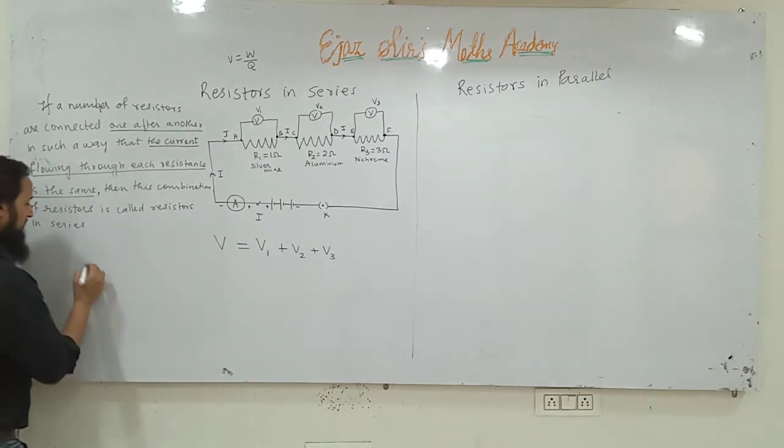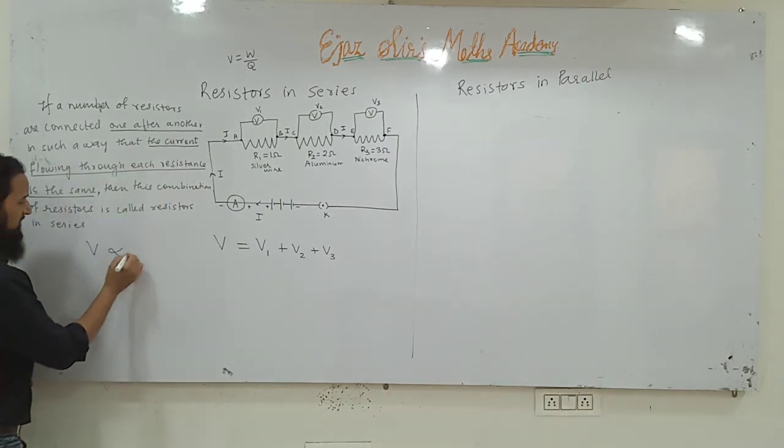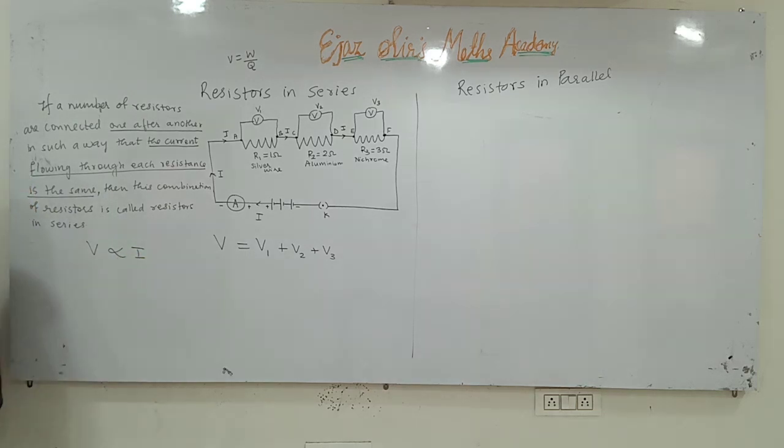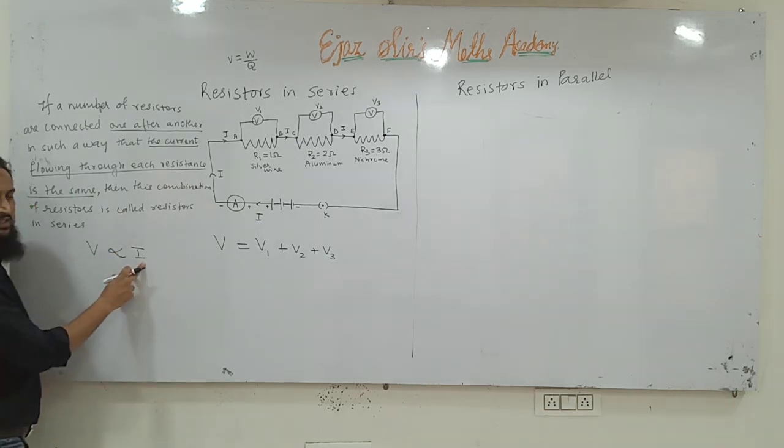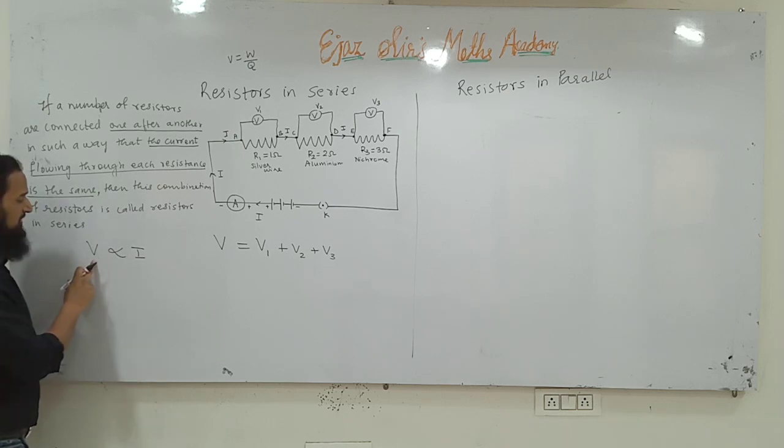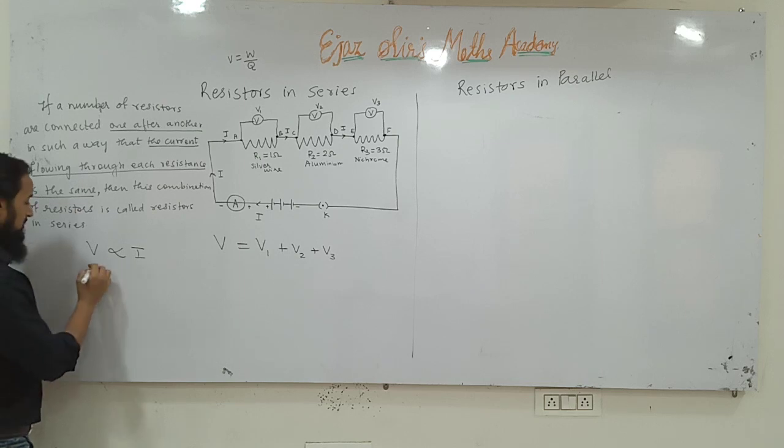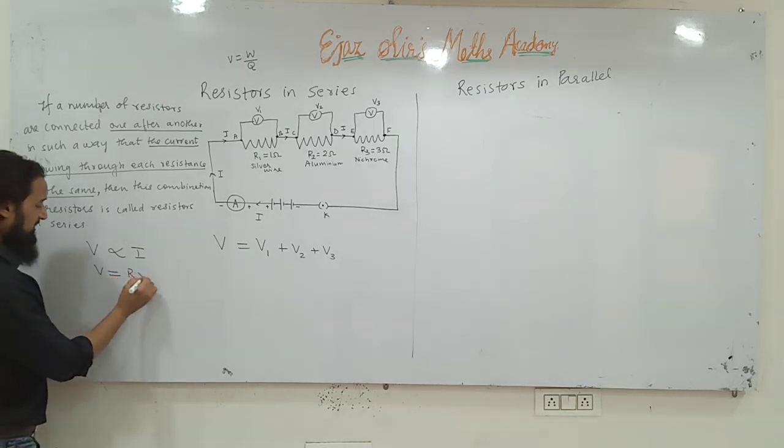Apply Ohm's law. We have studied Ohm's law. Ohm says if the resistance of the conductor is the same, the voltage is directly proportional to current. Increase the voltage and current will increase. Decrease the voltage, the current will decrease. This is Ohm's law. Voltage is directly proportional to current.